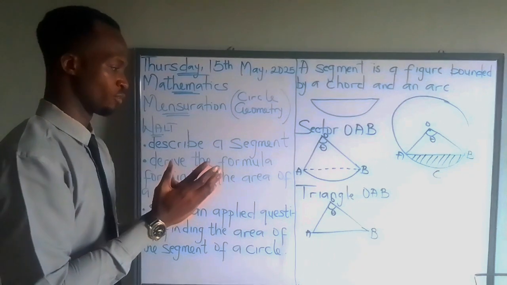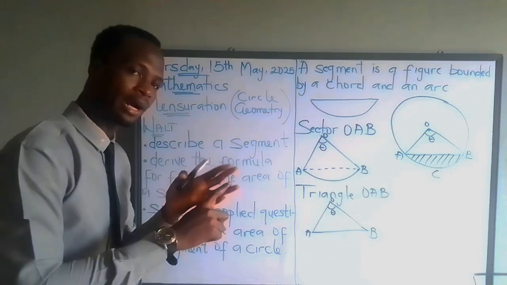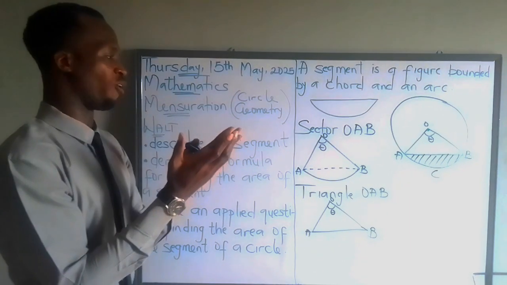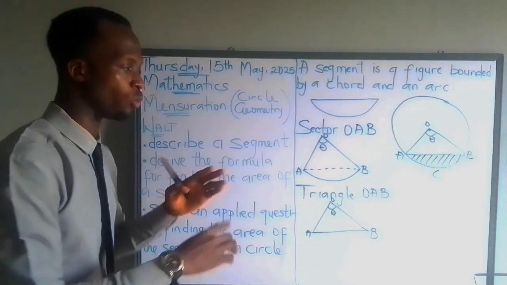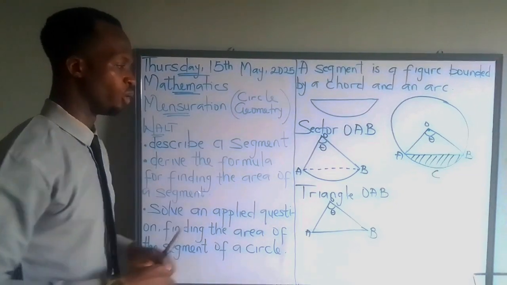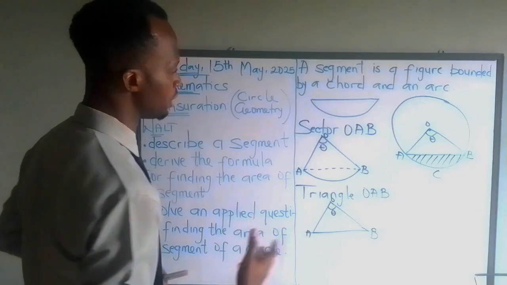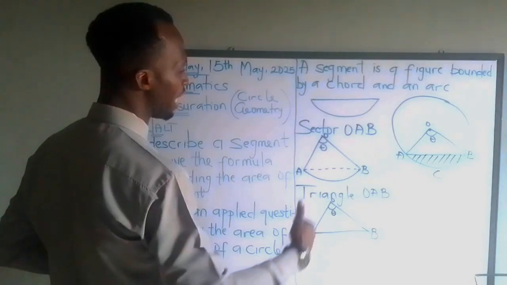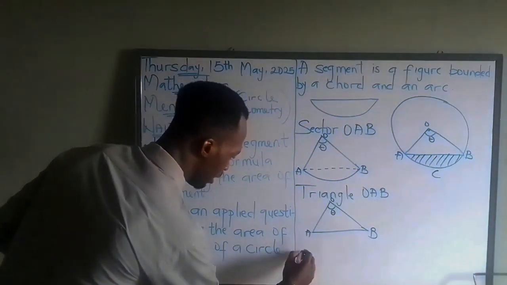Of the sector. So we can see that the triangle and the segment are parts of the sector. I'll say that again. The segment and the triangle are part of what? Of the sector. So therefore we can conclude that to find the area of the segment, just to help our understanding, let me put this down.